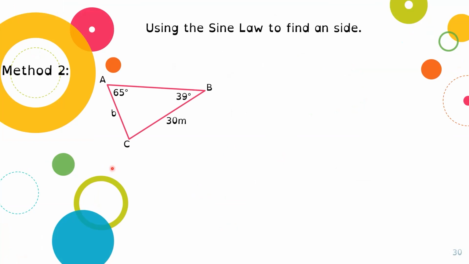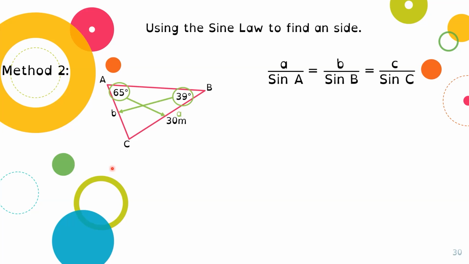So this is a second method for finding the side using the sine law. Again, you will get the same answer, but we will have to do less algebra, which might be better for some folks. So we have our same triangle. Angle B is 39, which is across from side b. Angle A is 65, which is across from side a, which is 30 meters. So this time we're going to use a over sine A equals b over sine B equals c over sine C, which really all we need is a over sine A is equal to b over sine B.